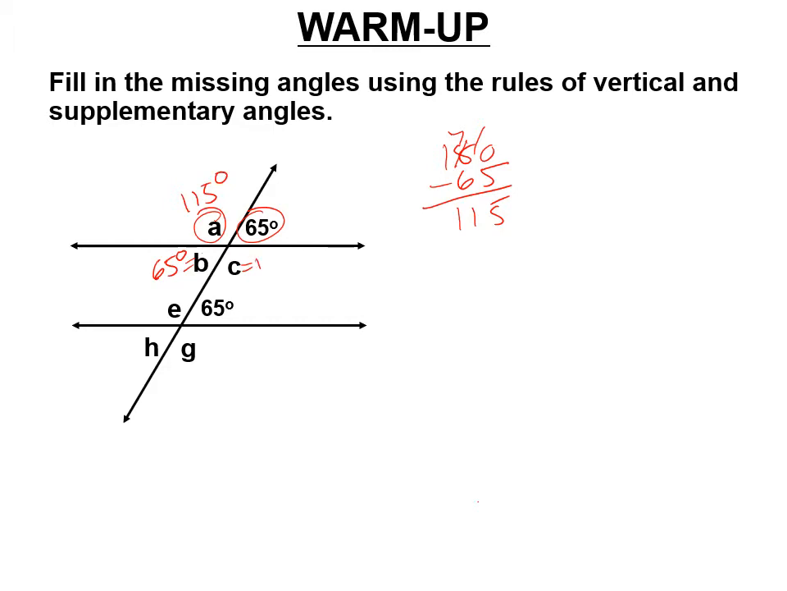So C is also 115 degrees because it's vertical to A. A and C are vertical to each other. B and the 65 are vertical to each other. And then A and 65 are adjacent and so on. Well, it's exactly the same pattern here, right? We have another 65. We call this a corresponding angle, a matching angle to the other 65. So H is 65, and if that's 65, this is 115, and this is 115.